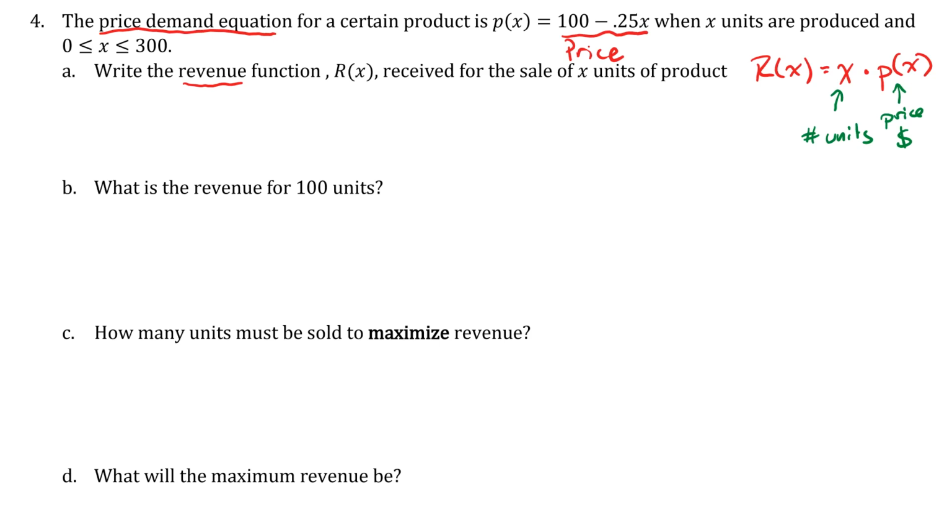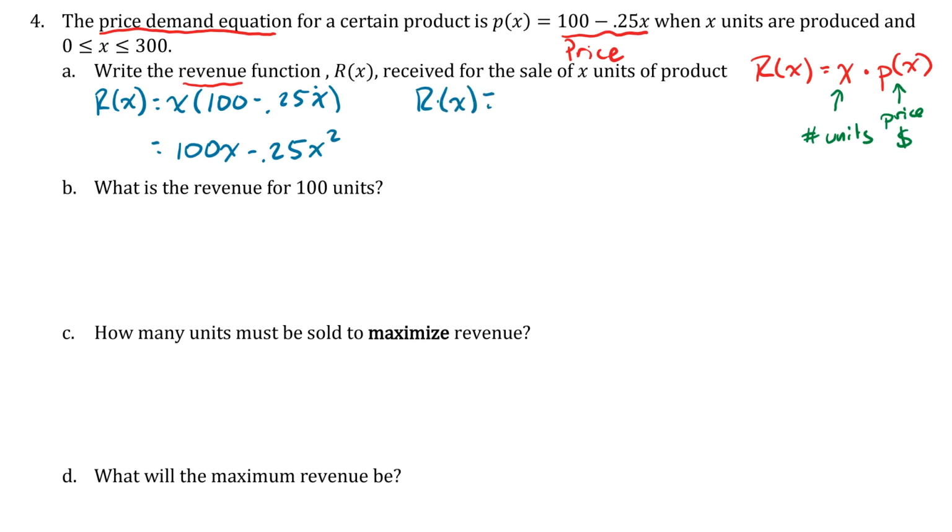So let's go ahead and do this. R of x is just x times our price function, which in this case is 100 minus 0.25x. If we multiply that out, we get 100x minus 0.25x squared. And if we just rewrite this, because we're used to seeing the exponents in order, it'd be negative 0.25x squared plus 100x. That is our revenue function.